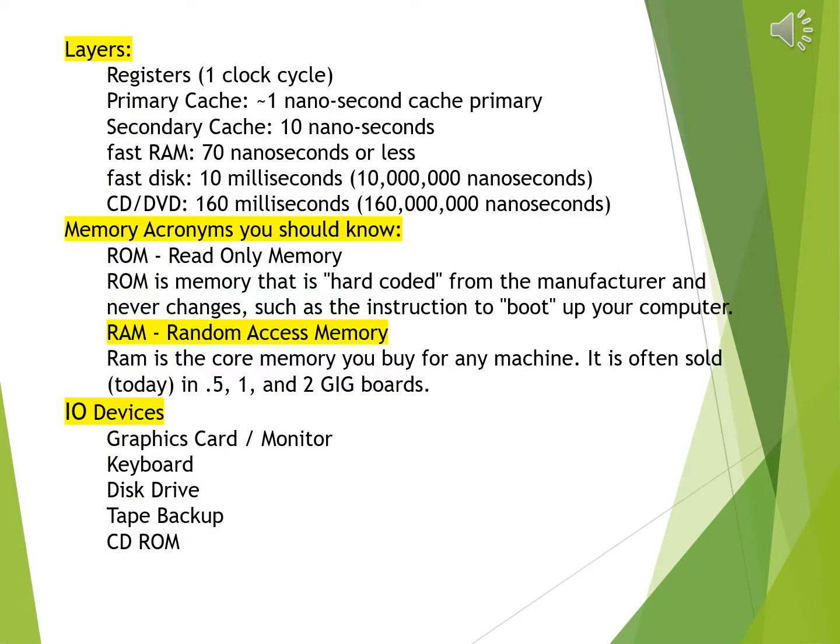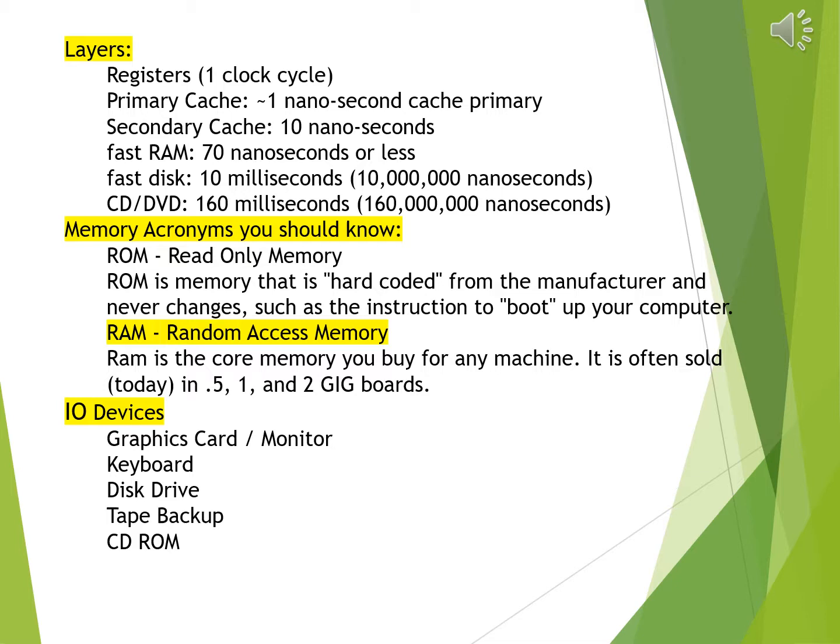Layers. Registers, 1 clock cycle. Primary cache, 1 nanosecond. Secondary cache, 10 nanoseconds. Fast RAM, 70 nanoseconds or less. Fast disk, 10 milliseconds, 10 million nanoseconds. CD/DVD, 160 milliseconds, 160 million nanoseconds.